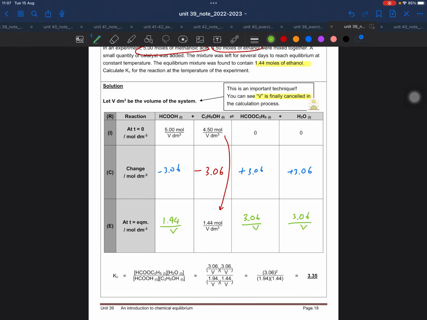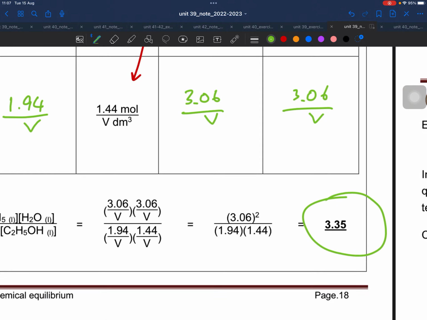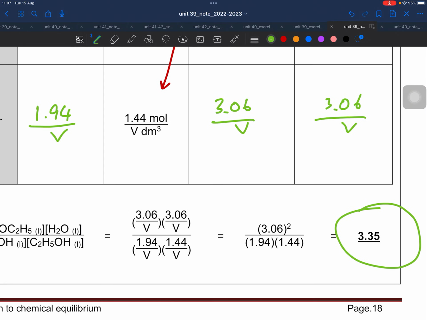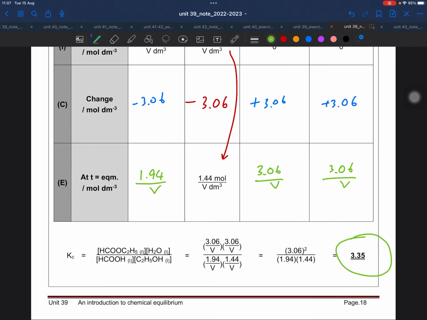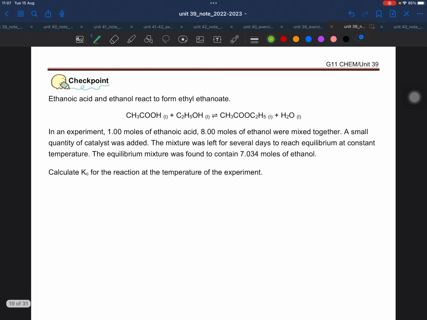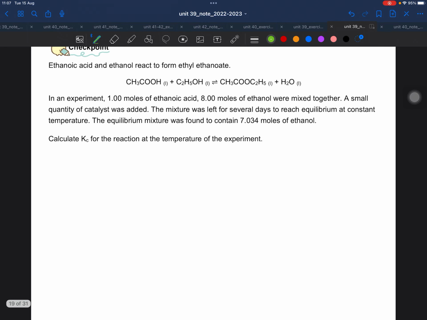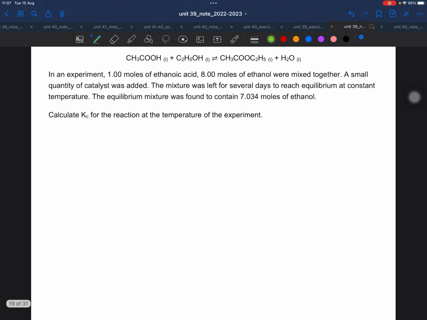Easy, right? So another interesting thing is you can see since every unit is cancelled out, the equilibrium constant has no unit. So this is a good example, and now it's your turn. So please finish your job first.